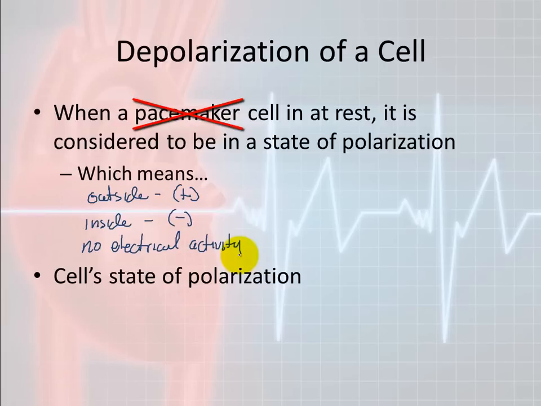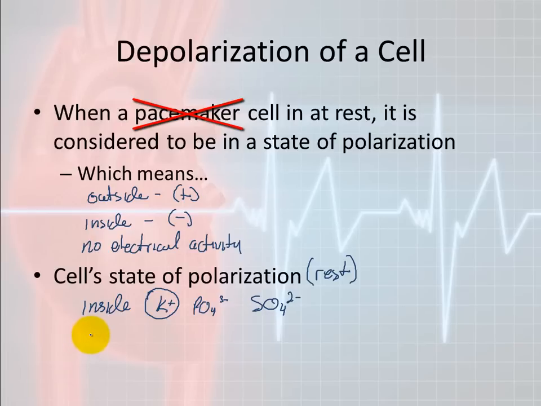So when a cell is in a state of polarization, or it's at rest, what that means is that on the inside of the cell, which is primarily negative, there are large quantities of potassium, phosphates, which are 3 negative, and sulfates, which are 2 negative. So there's a lot of stuff inside the cell. The one we're worried about for right now is the potassium on the inside of the cell.